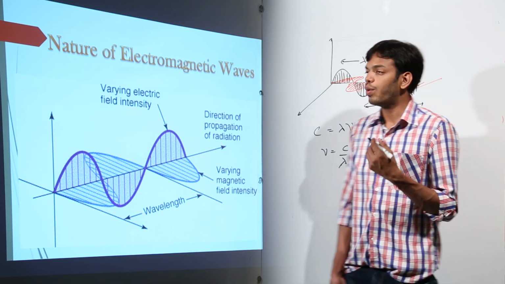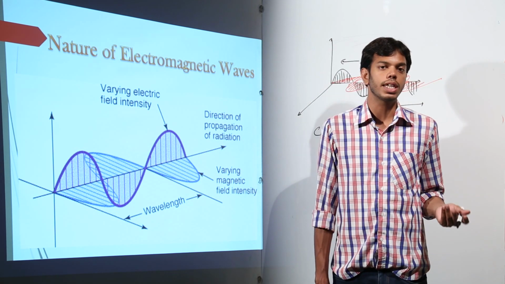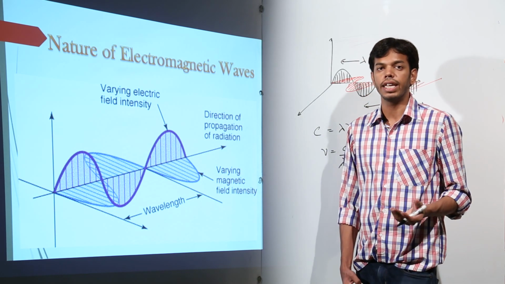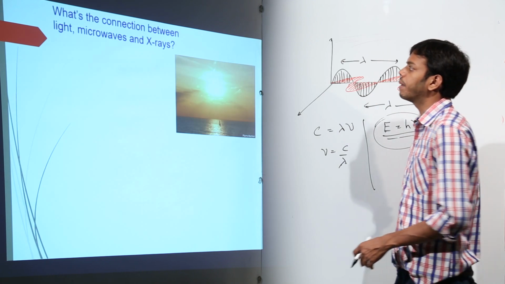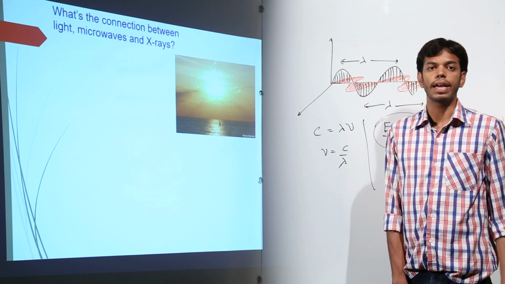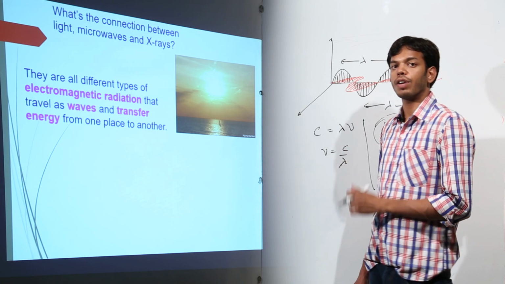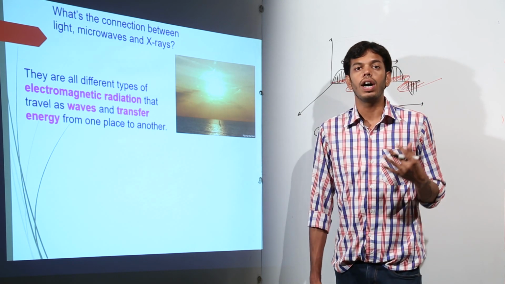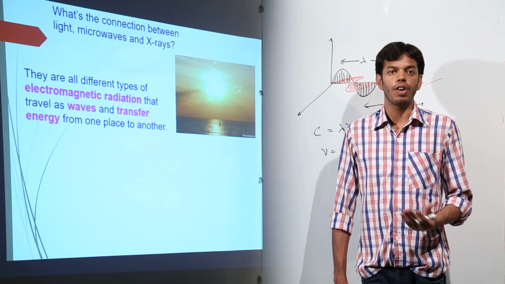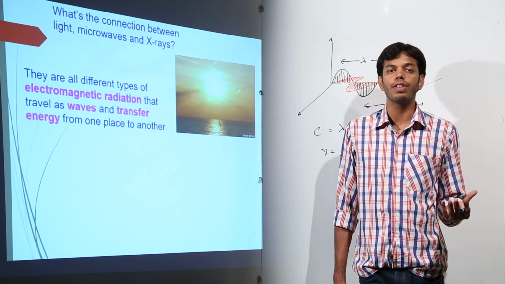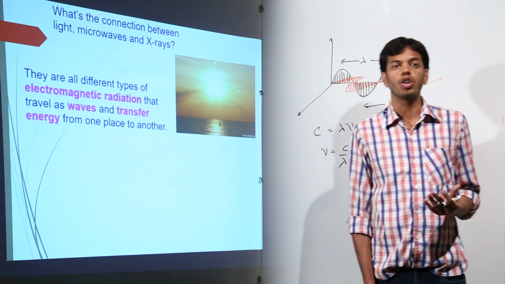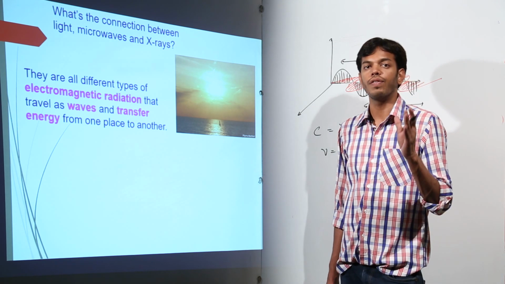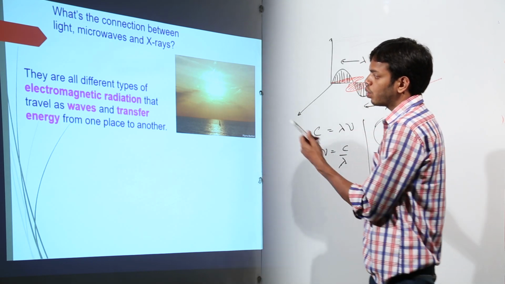We are going to study a lot of different properties associated with electromagnetic waves, not directly, but indirectly by studying various natures associated with them. For example, what is the connection between light and microwaves and X-rays? They are all part of the electromagnetic spectrum. Alright. So when an electromagnetic wave travels from one place to another, what happens? How do they interact with matter? Do they transfer their energy or not? That entirely depends on the nature of the wave traveling and the matter on which it strikes, right? So let's move on.